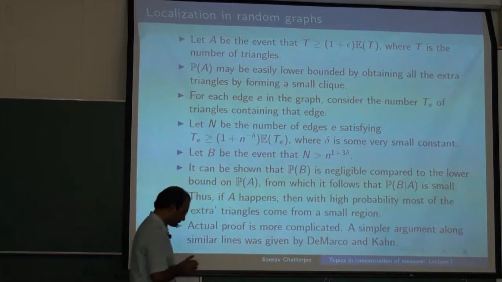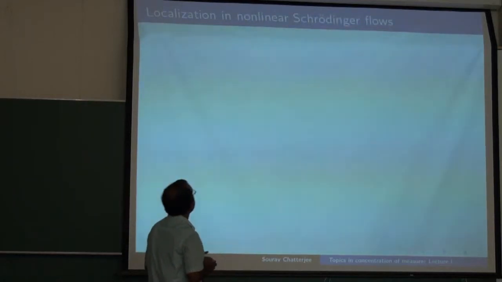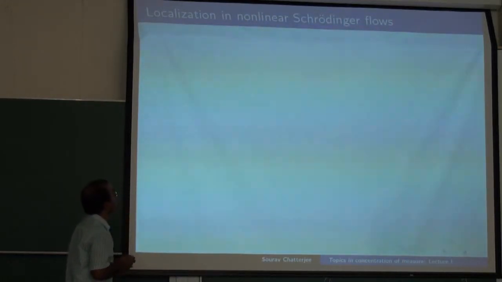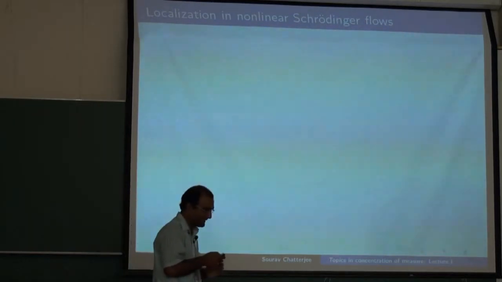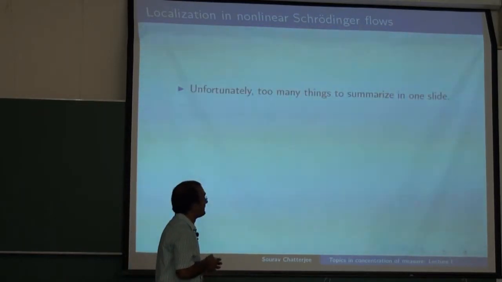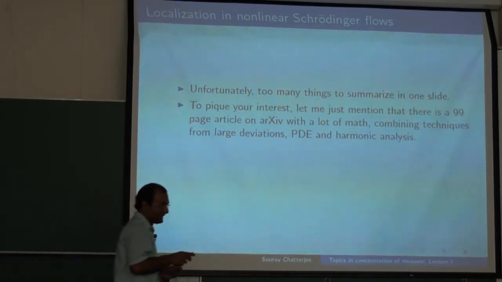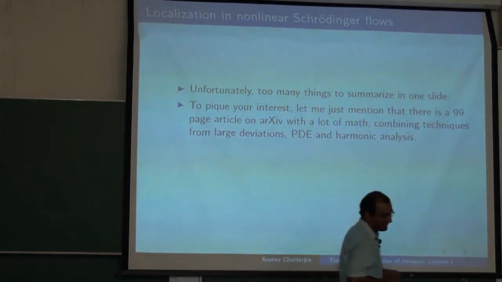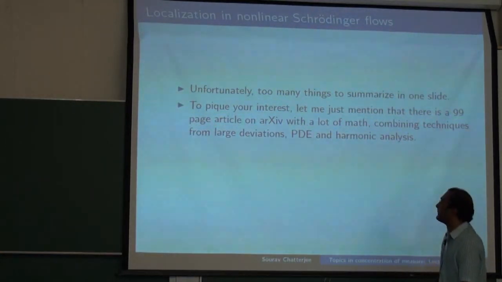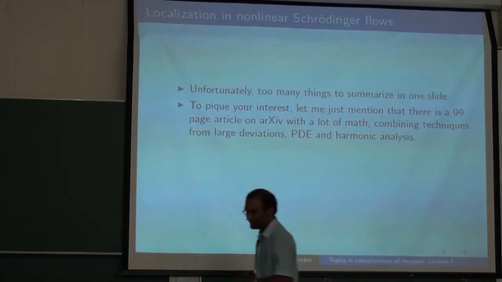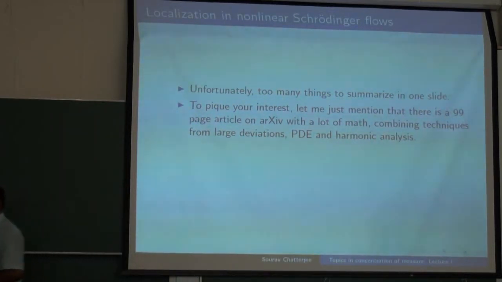So that is sort of all. I would like to talk about localization in these nonlinear Schrödinger flows, but unfortunately this is a lot to summarize in one slide, and just for the students here, you can take a look at this. I'm trained as a statistician, so I don't know so much math. I was happy to learn a bit of math doing this, and maybe you will too.